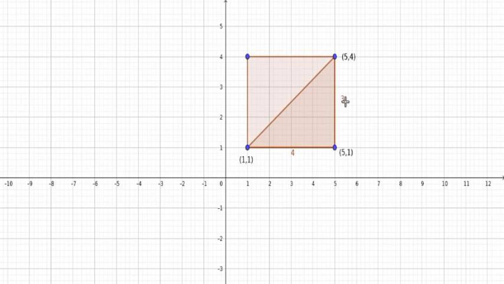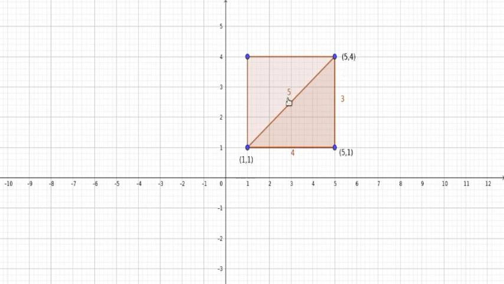What is 3 square plus 4 square? 3 square plus 4 square is equal to 9 plus 16. That is equal to 25. That is, the hypotenuse square is equal to 25. Then the hypotenuse is equal to the square root of 25, that is equal to 5. Okay, so the length of the hypotenuse is equal to 5. That is, the distance between the points (1, 1) and (5, 4) is equal to 5.